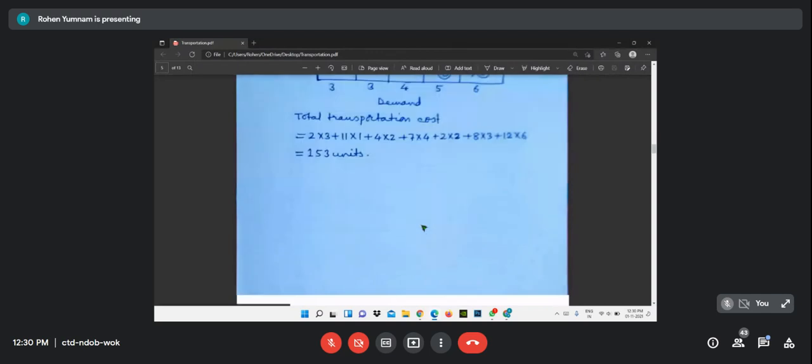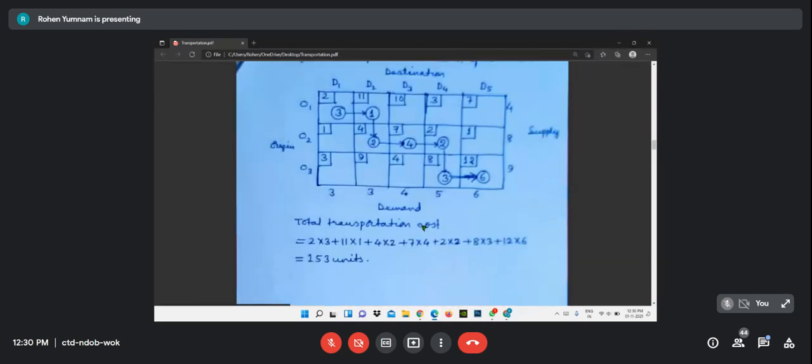Ask me. Sir, how to balance it? If supply and demand are not balanced, then how to balance? Okay, okay. In that case, say suppose like this. Let us consider like this. Say suppose instead of this 9, it is given as 6. You consider. Then 3 is required here. Is it not? 3 is required.